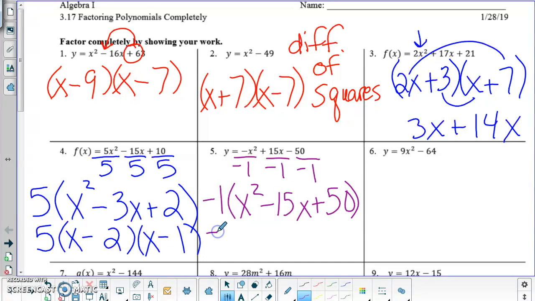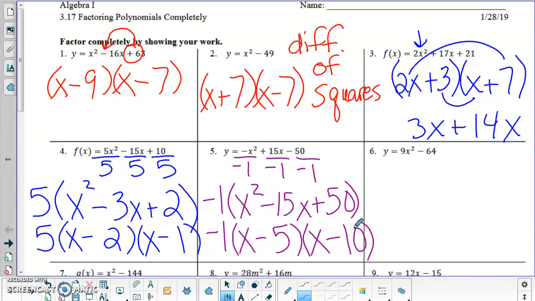So now I can go ahead and factor my quadratic trinomial. So x and x make x squared. Two numbers that multiply to 50 but add to negative 15: negative 5 and negative 10. So those multiply to positive 50 but add to negative 15, and now I'm done.